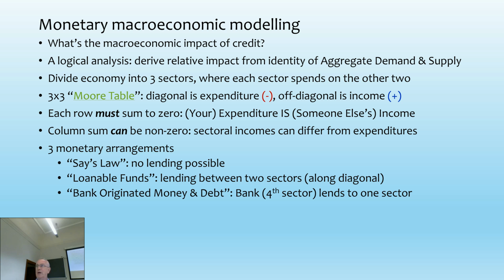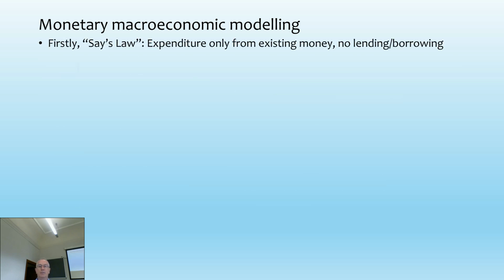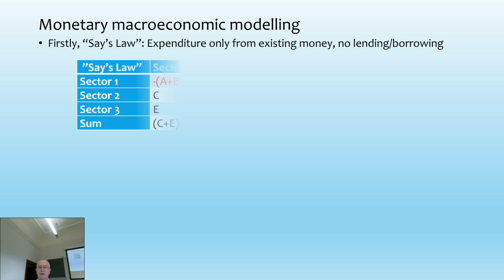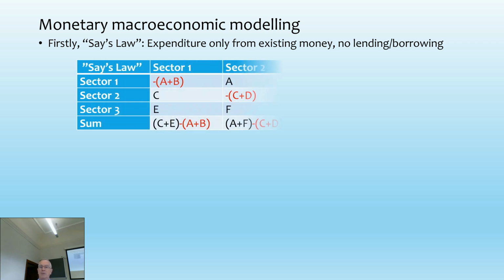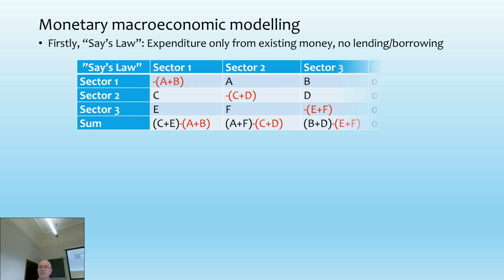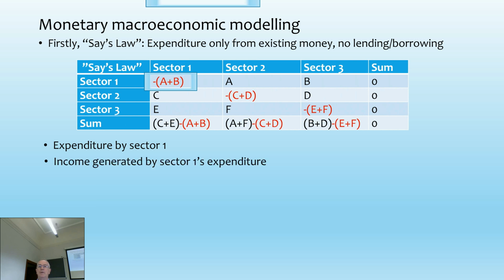So when I bring in the bank, I bring in an extra column for assets and an extra column for the bank. And let's see what happens. With just the Say's law situation, sector 1 is spending A plus B dollars on sectors 2 and 3. Sector 2 is spending C plus D, sector 3, E plus F. If you take the sum of the negative of the diagonal, you get aggregate expenditure. If you take the sum of the off diagonal, you have aggregate income. They're necessarily equal.